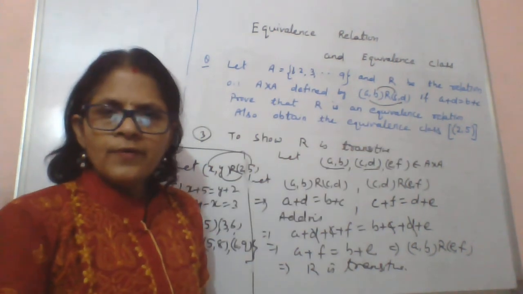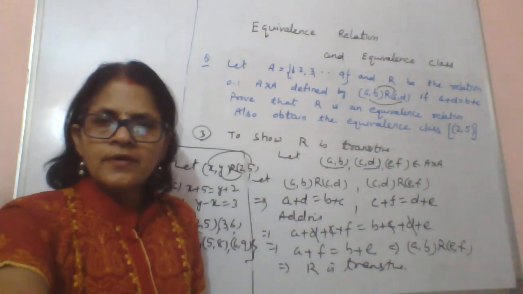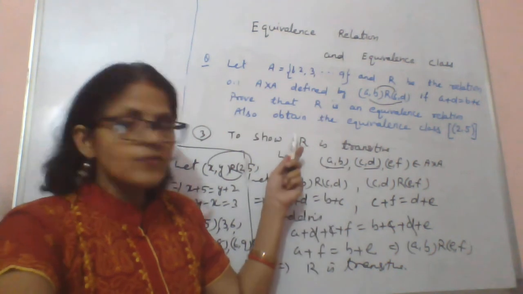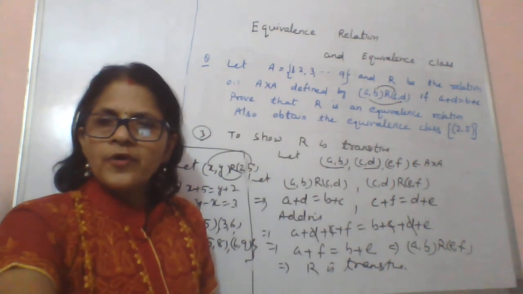So this is the way to find the equivalence class of any element or any ordered pair given to you. Okay, so I think this is clearly understood by you, and this is one of the important questions from the CBSE point of view.